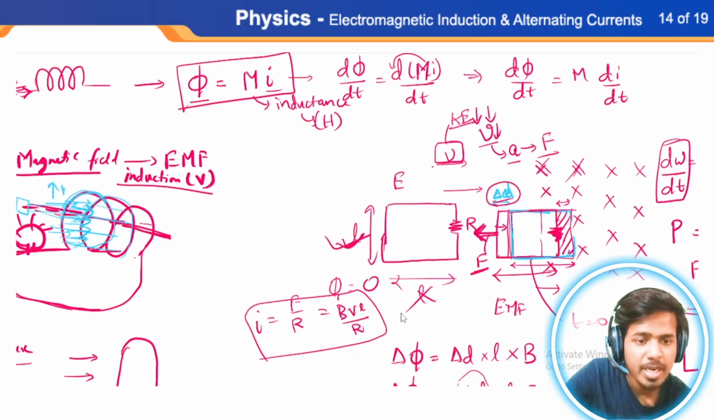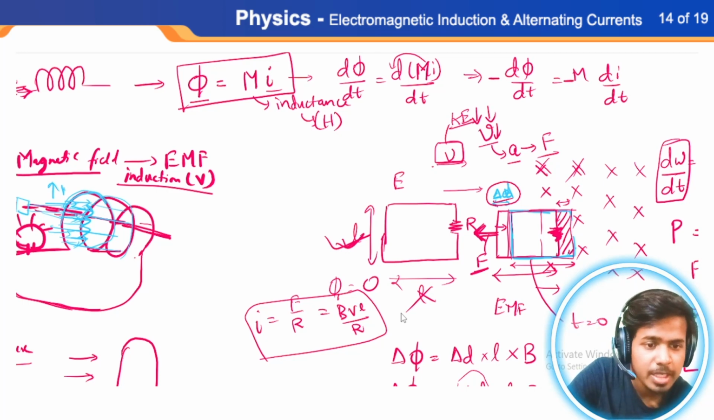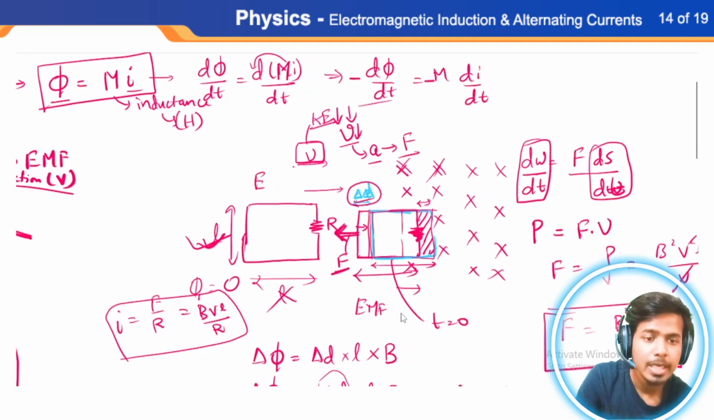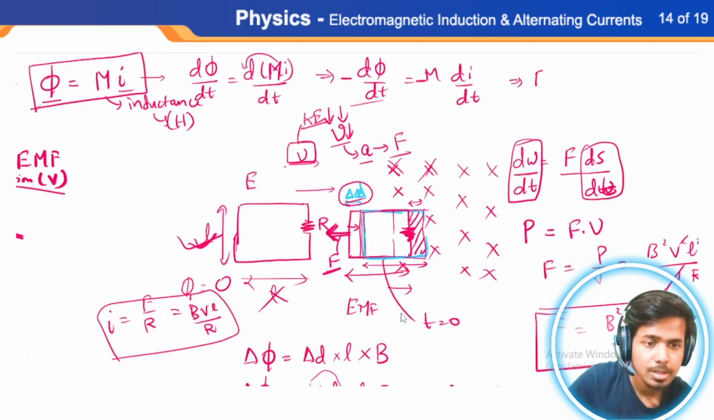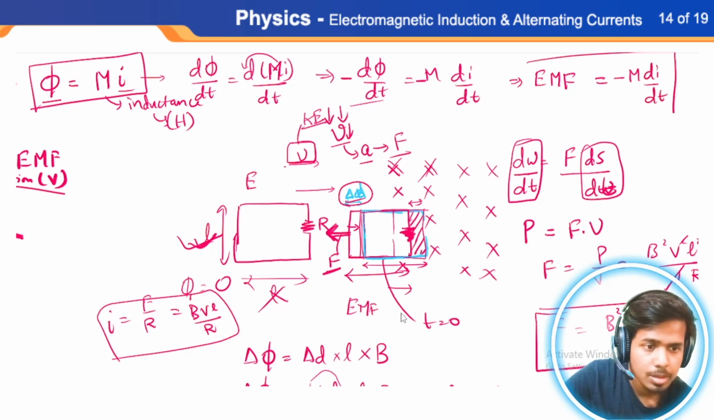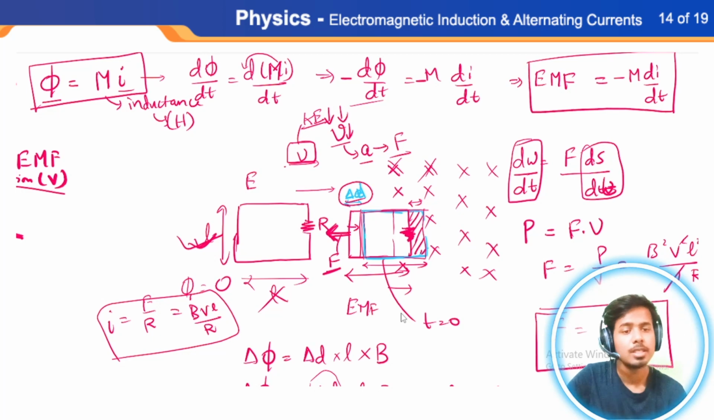What is d phi by dt, or minus d phi by dt? I have given minus on both sides. What is d phi by dt? It is simply the EMF generated, right? Due to electromagnetic induction, the EMF generated is equal to minus M di by dt. So from the rate of change of current, you can find out the induced EMF, and that depends on the inductance of the coil.